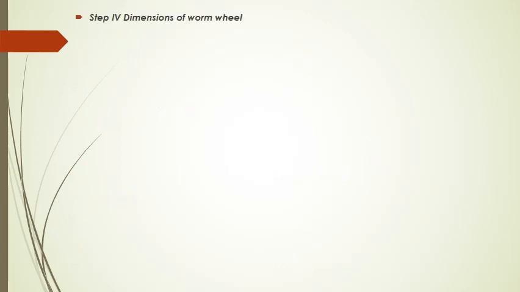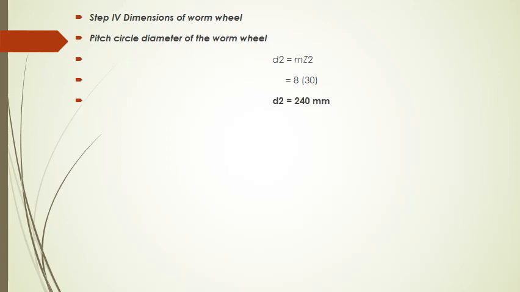Now step 4, dimensions of worm wheel. In that, first is pitch circle diameter of the worm wheel. Therefore D2 is equal to M into Z2. Therefore D2 is equal to 8 into 30. Therefore D2 is equal to 240 mm.